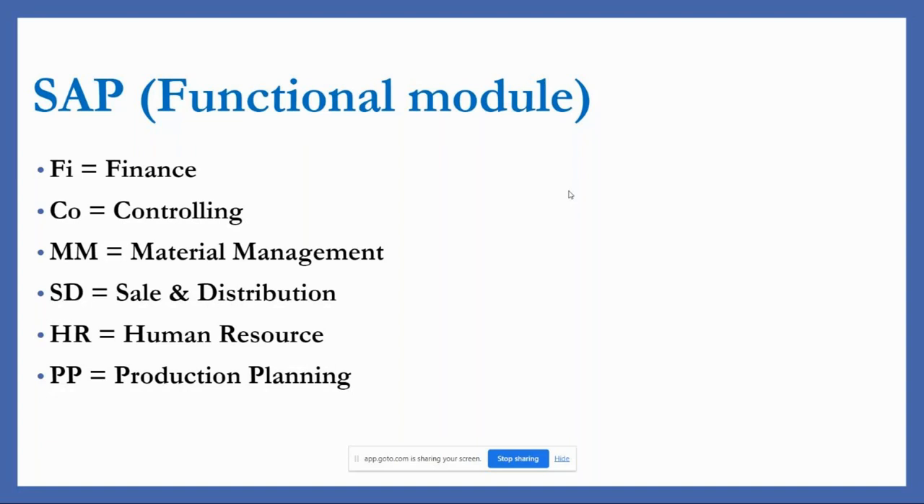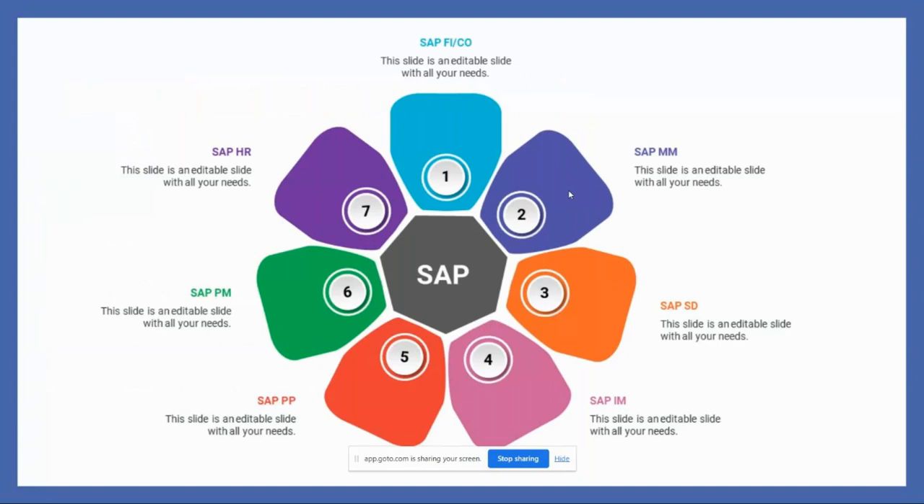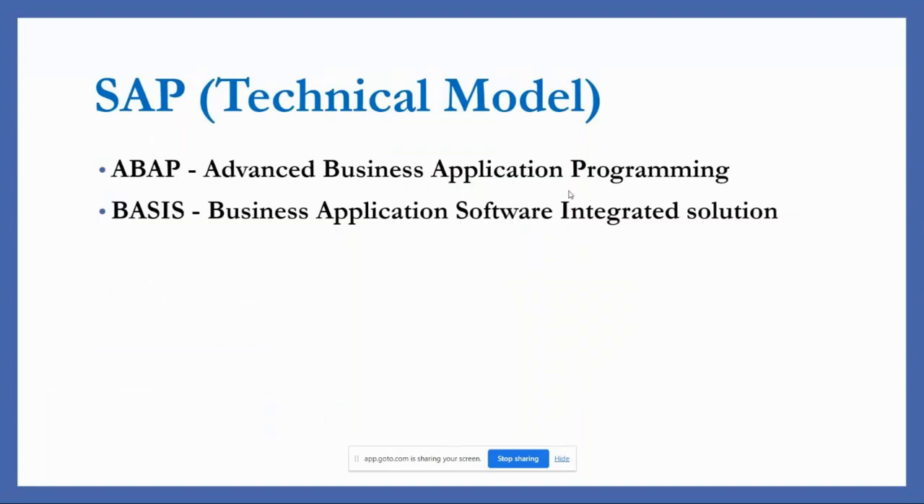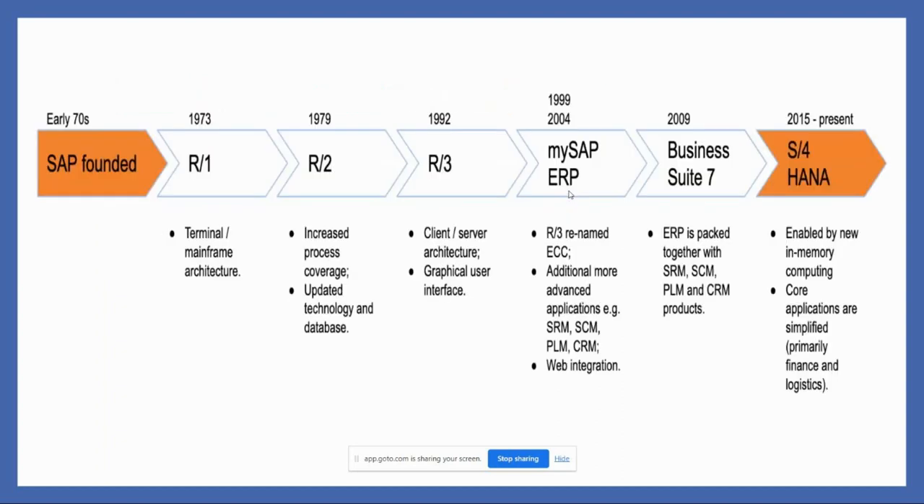Done with this? Then I'll go for the next screen. So this one, technical, ABAP, Advanced Business Application Program, basis, Business Application Software, Integrated Solutions. So this full form will be asked. Okay. So I'll come to this R3 architecture later.